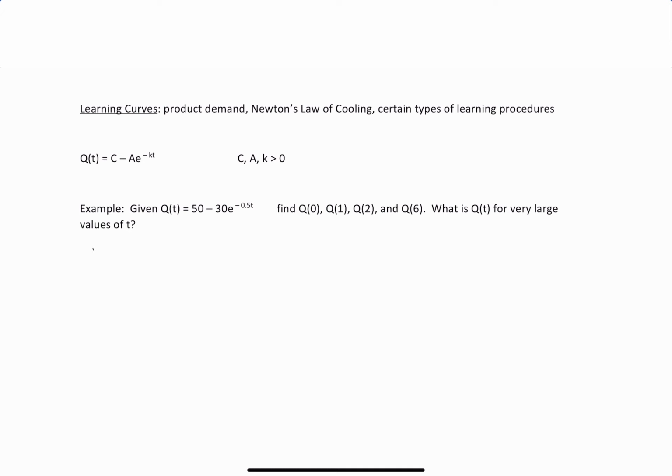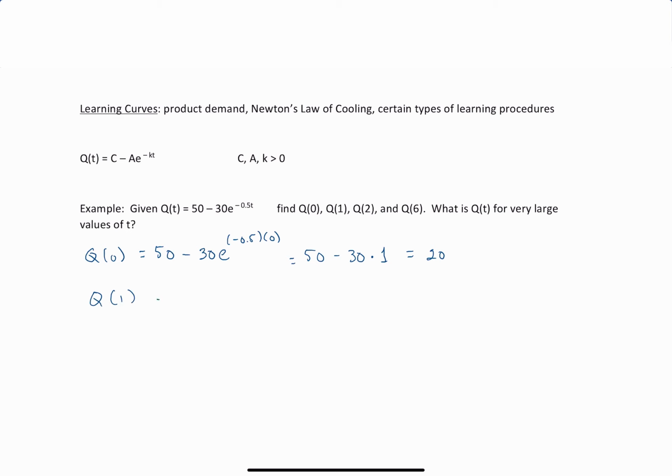So let's find Q of 0. We're just going to plug in 50 minus 30 e to the minus 0.5 times 0. So we have 50 minus 30 e to the 0, and remember anything to the 0 power is 1, so we get 20. In other words, the first day an employee is learning to assemble this product, they can assemble 20.